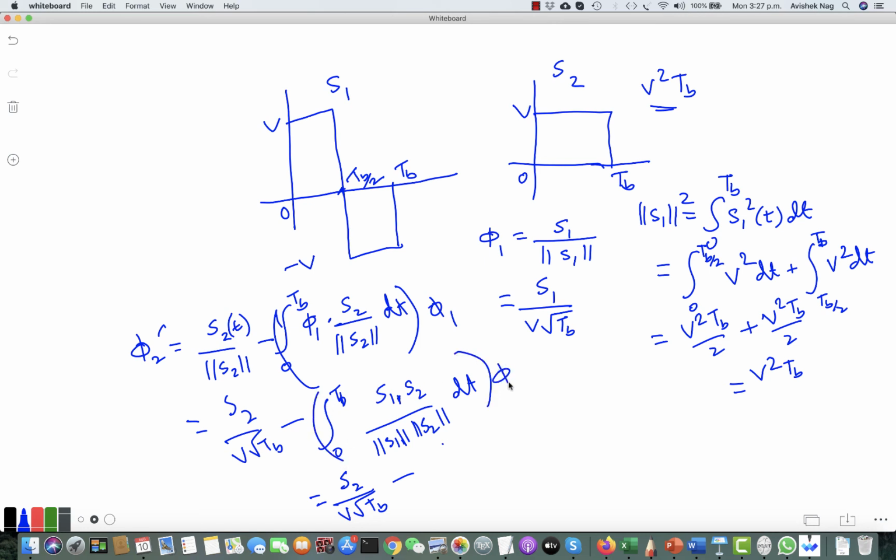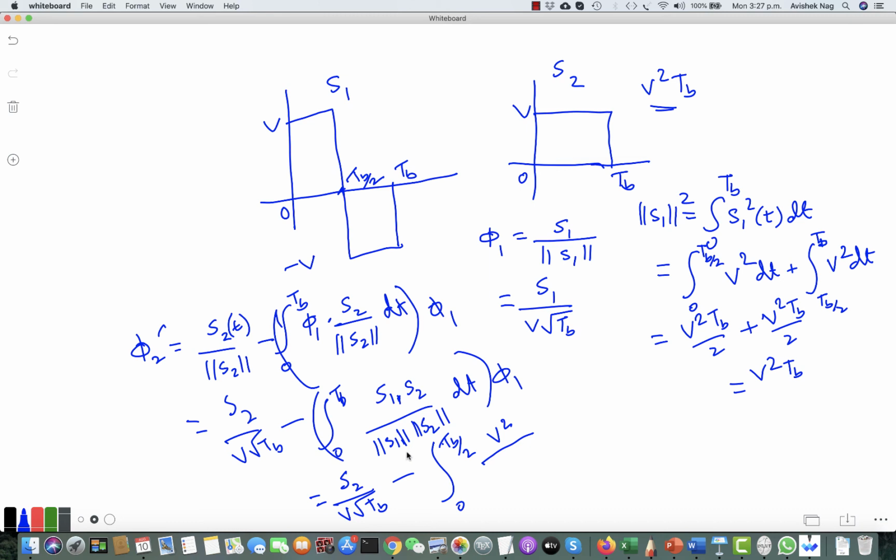Sorry, I missed this phi 1 here. So if you split this integral between 0 to TB by 2 and TB by 2 to TB, then you can write the numerator between 0 and TB by 2 as V squared, S1 S2, and the norm of S1 is the square root of V squared TB, or V root TB, and for S2 also it's the same.